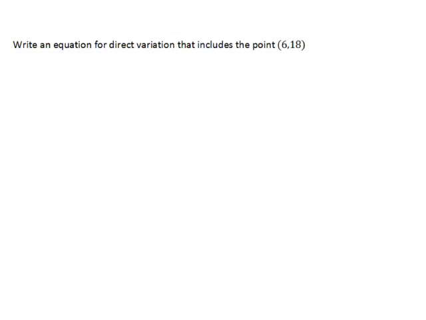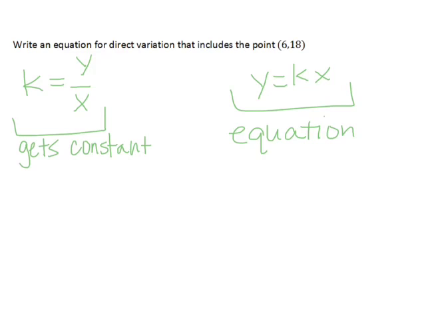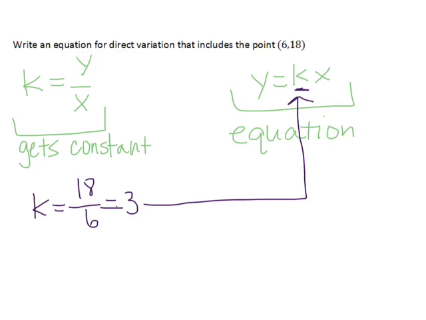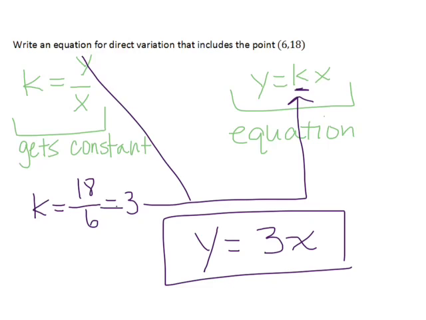So we're going to write an equation for direct variation that includes the point 6, 18. So remember, k equals y over x will get you the constant, and y equals kx gets us the equation where we just plug in the k value. So we get the k value, k equals 18 over 6, which is 3. So our k value is 3. Now we just plug that into our equation. So y equals 3x, and that is the equation that they were asking for in this problem.